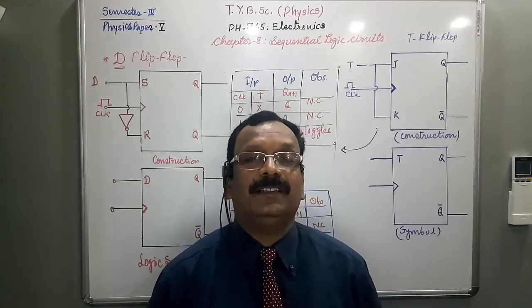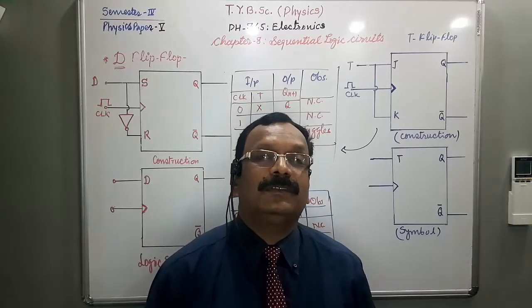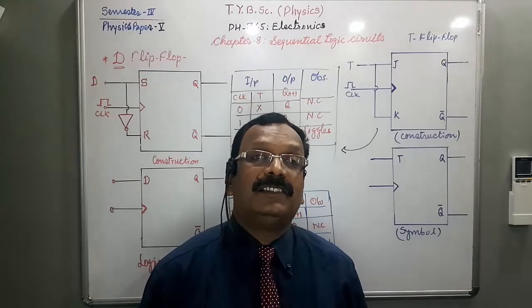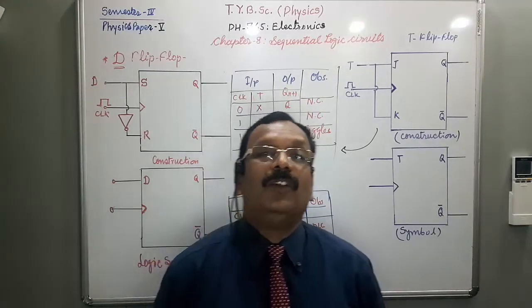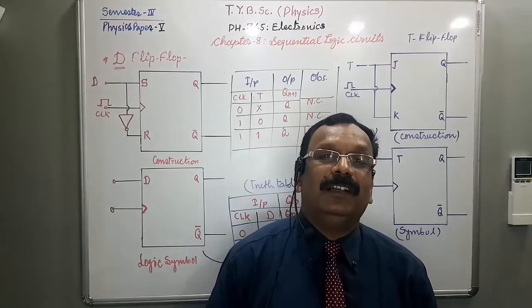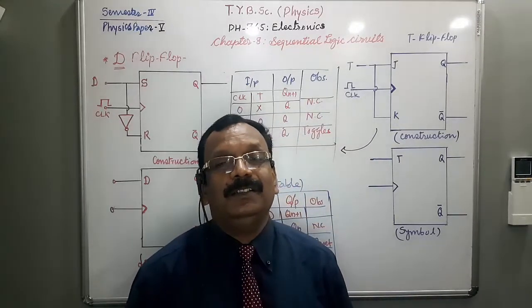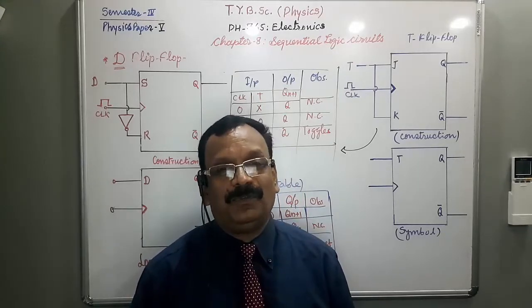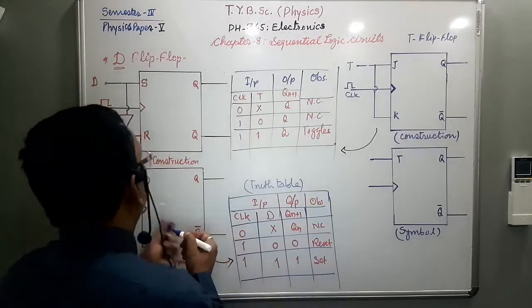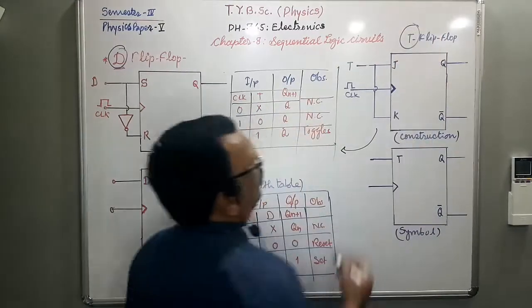In the previous lecture, we studied JK flip-flop, then master-slave flip-flop along with their truth tables and symbols. Now, in this lecture, we are going to see two more important flip-flops. One of them is D flip-flop, and another is T flip-flop.